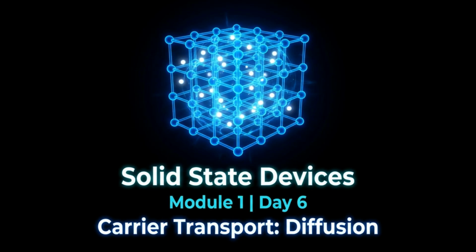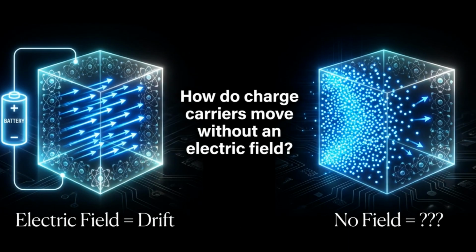Welcome to Solid State Devices Module 1, Day 6. Today we'll explore carrier transport and focus on the concept of diffusion. We know that an electric field causes charge carriers to drift. But how do charge carriers move without an electric field? This movement is known as diffusion.